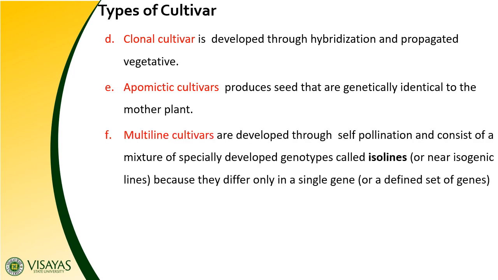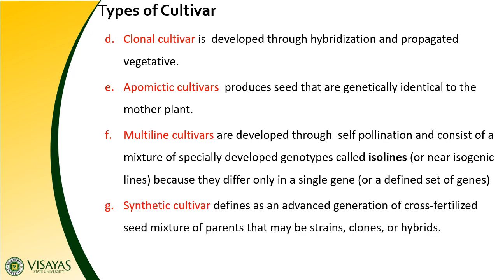Then next, you have the multi-line cultivars. These are developed through self-pollination and consist of a mixture of specially developed genotypes called isolines, also known as near isogenic lines, because they differ only in a single gene or a defined set of genes.